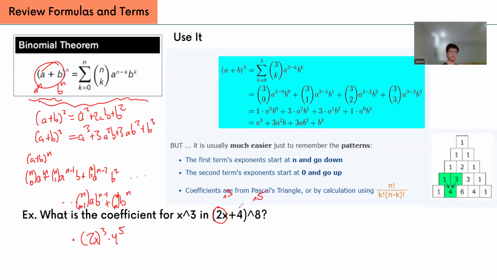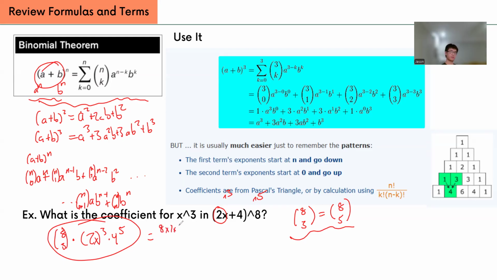It doesn't really matter which one you take, because 8 choose 3 and 8 choose 5 are actually the same thing. Personally, I feel like you can just do 8 choose 3 because the numbers are kind of small. So here, this is what we're supposed to get. If we calculate this out, it's 8 times 7 times 6 over 6 times 8 times 4 to the fifth times x cubed.